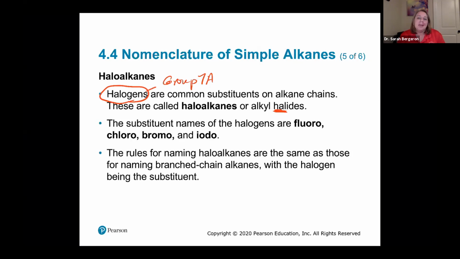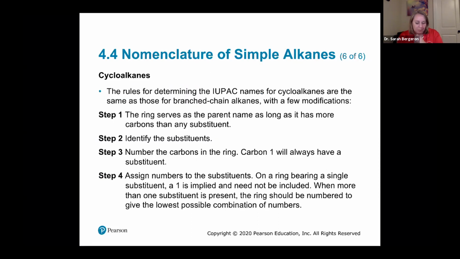And so we name them, like fluorine, we call it fluoro. Chlorine, we call it chloro. Bromine, we call it bromo. So you're adding that O to it, right? And so the naming rules are exactly the same, except now instead of having branched chain alkanes, you have halogens being the substituent. And I'll do some like that in the little worksheet.